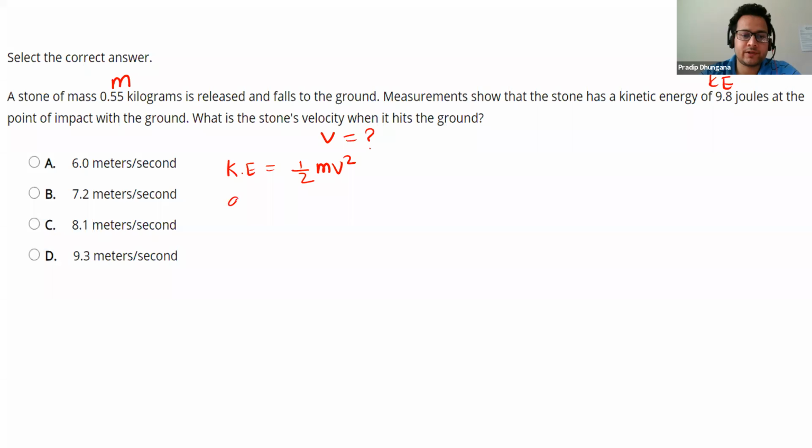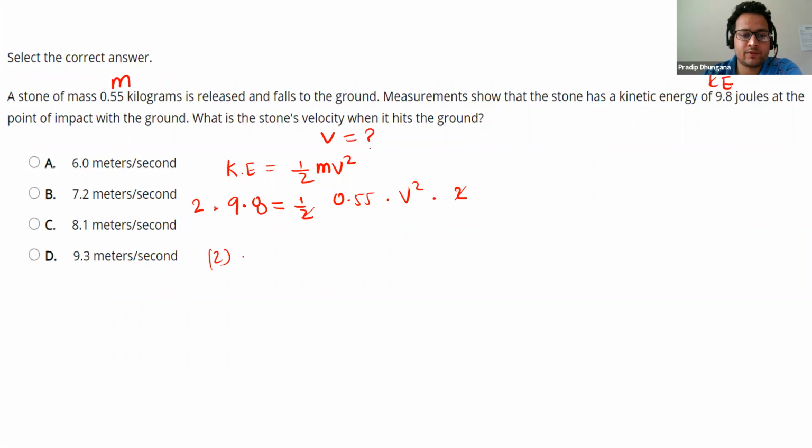Kinetic energy is 9.8 joules, 1/2 times the mass 0.55, times velocity squared. So think about this equation. How can we solve for velocity from here? To solve for velocity, we have to multiply both sides by 2, then divide by 0.55, and then take the square root on both sides. So multiply both sides by 2, and this 2 gets cancelled. Let's do one at a time.